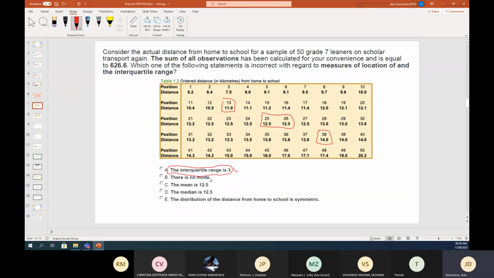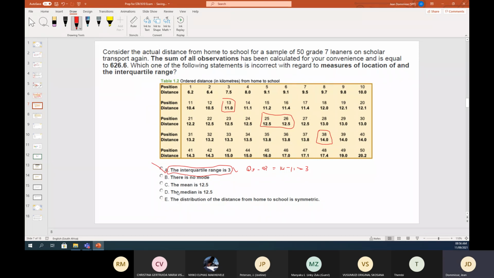Okay, so interquartile range, as I explained in the previous question, is your value of Q3 minus your value of Q1. So that is 14 minus 11, which is 3. Okay, so that is correct.